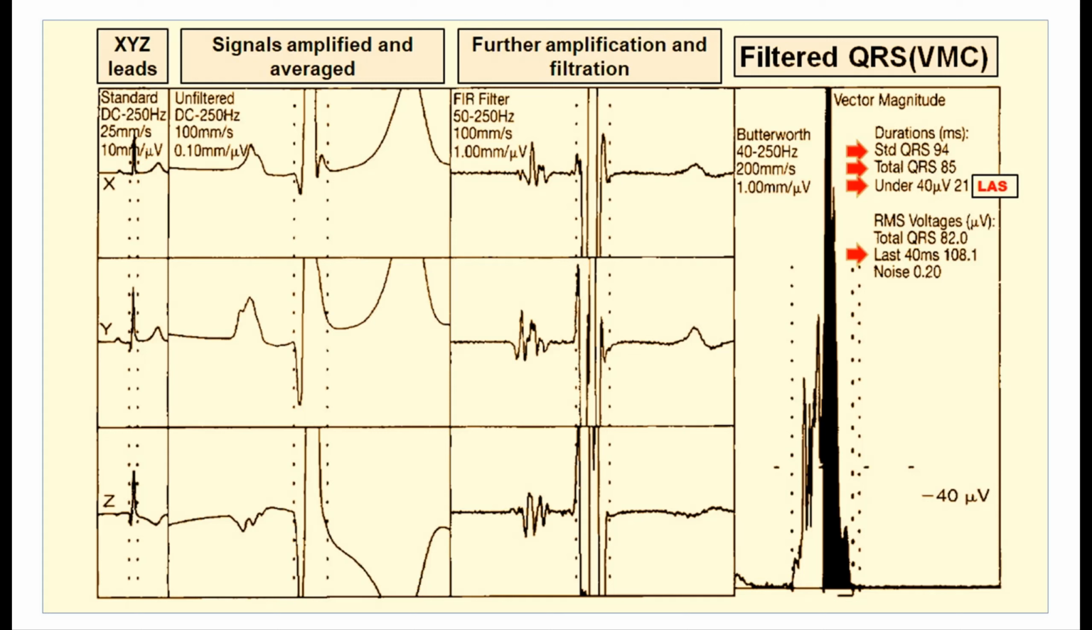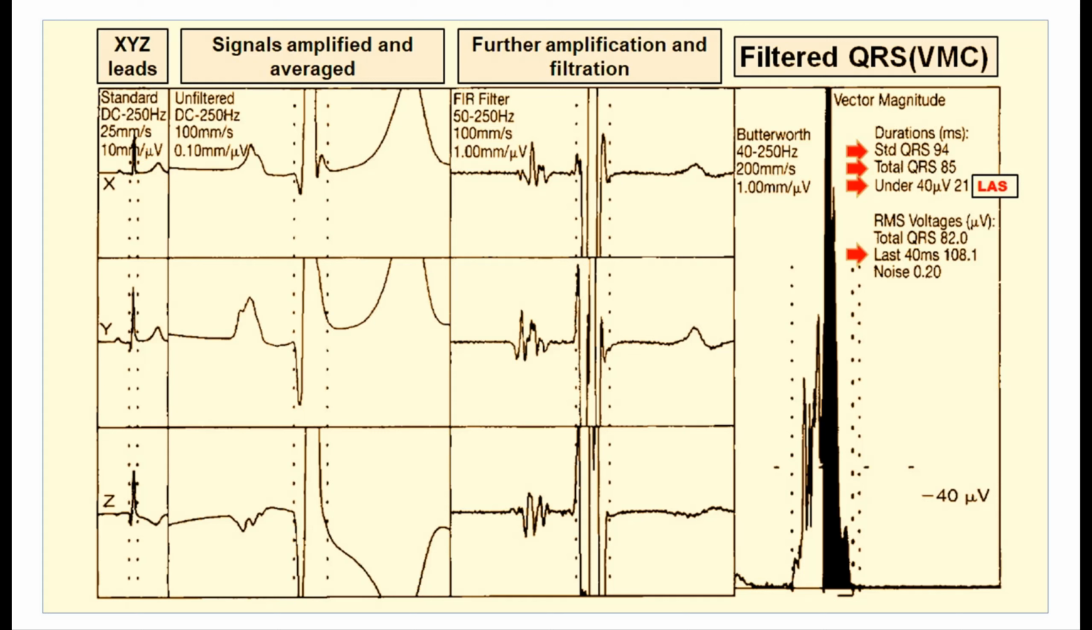This figure shows a normal SAECG recording. The first step is to make sure that the standard QRS, STD QRS, duration is normal, less than 100, in our case it is 94 milliseconds. Then SAECG interpretation is possible.